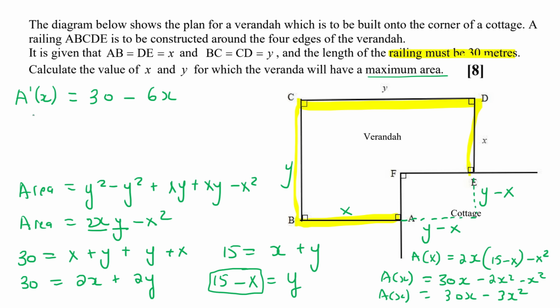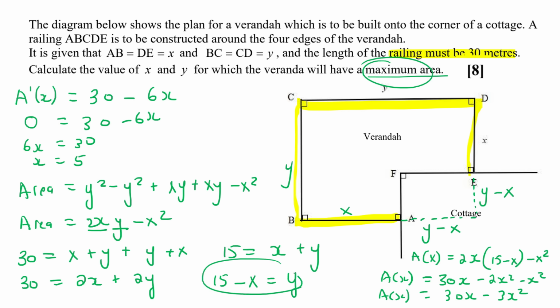Okay, now we know that when you want to find maximums or minimums, makes no difference, you make the first derivative equal to 0. Now we're just going to solve for x, so 6x equals 30. Divide both sides by 6, x is 5. Now to find y, come back to here.